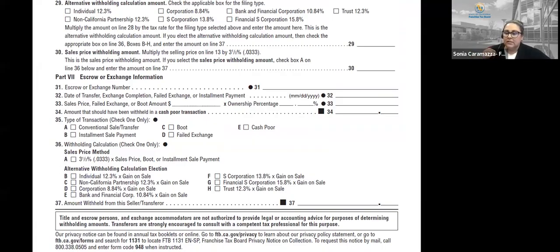That means that instead of having withholding done on the total sales price of the property being sold, they are choosing to determine what their gain is. So what are they actually making off of the sale? And the withholding is strictly done on the gain. Depending on what kind of entity that seller is, the withholding percentage varies. So as you can see, an individual would be 12.3% of the gain, while a corporation is 8.84% or an S corp is 13.8%. And that's when Simon kind of went over page 2.